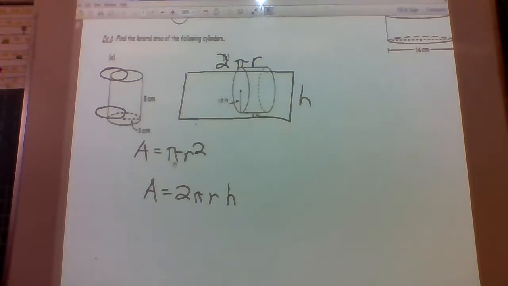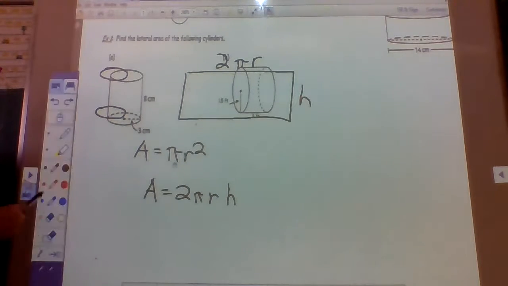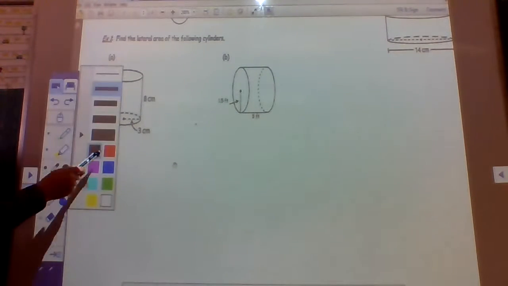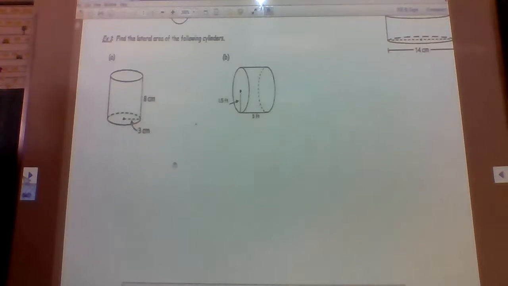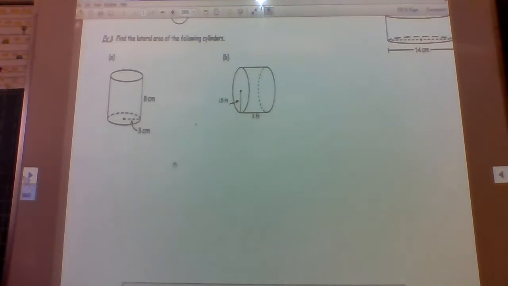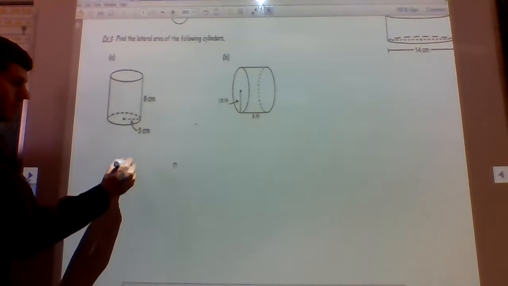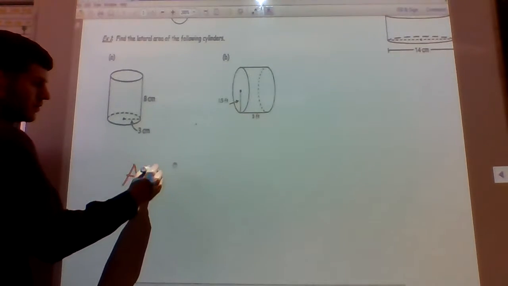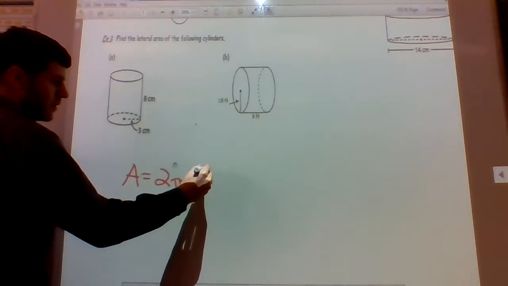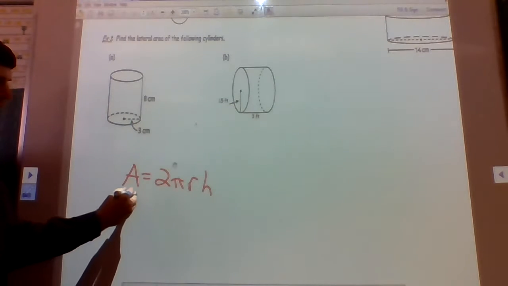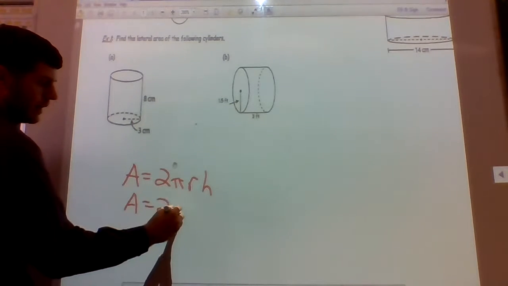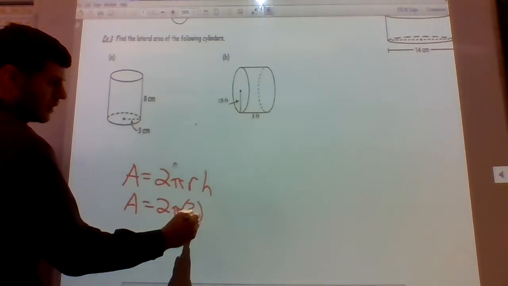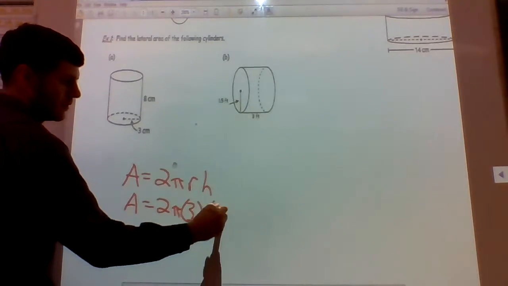Okay, example 1, we want to find the lateral area of the two cylinders here. So again, lateral area is the area around. Again, if we're thinking of the can, it's the label. So the formula for the lateral area is 2 pi r h. Okay, the radius here is 3. So that's 2 pi times 3. And the height is going to be 8.